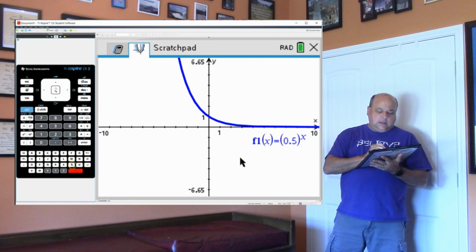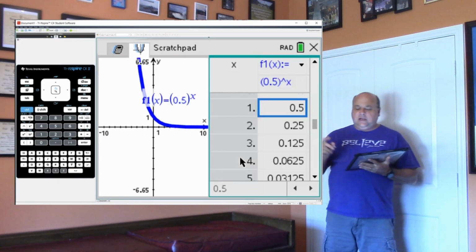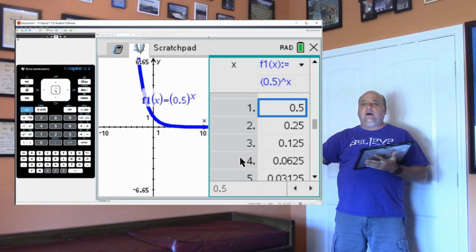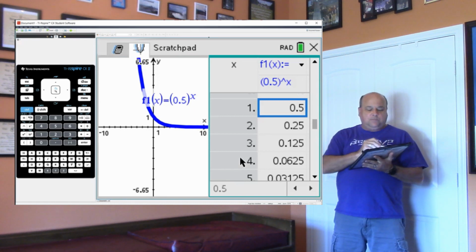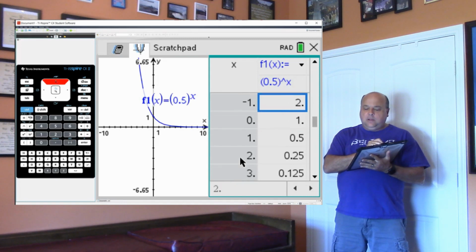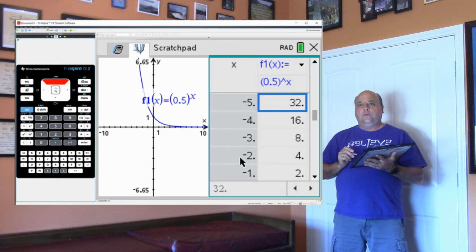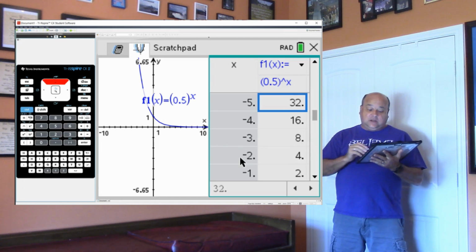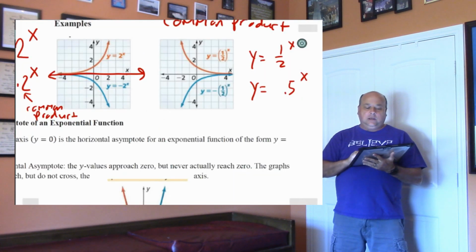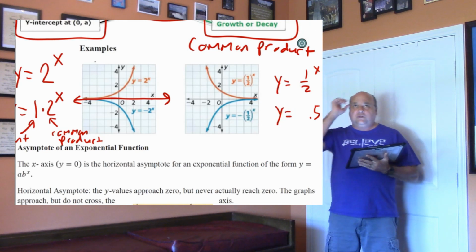Did I hit Control-T? Let me hit Control-T. So Control-T, notice that as you go down, it's the opposite of y equals 2 to the x, right? The numbers keep getting smaller. If I go up, the numbers keep getting bigger, don't they? So this is just the opposite of this. This is not growth, it's called decay, okay? So those are two examples of this.